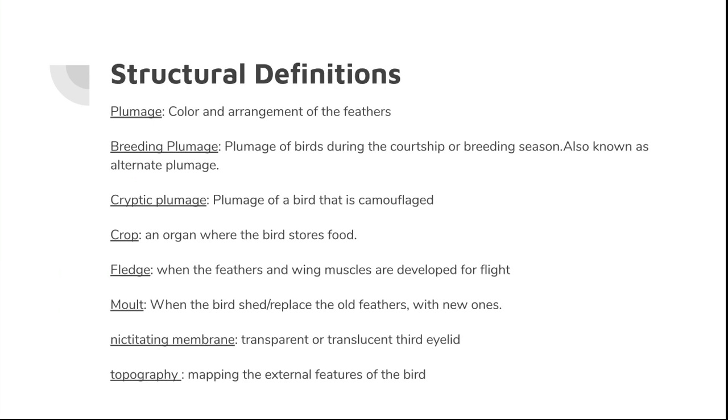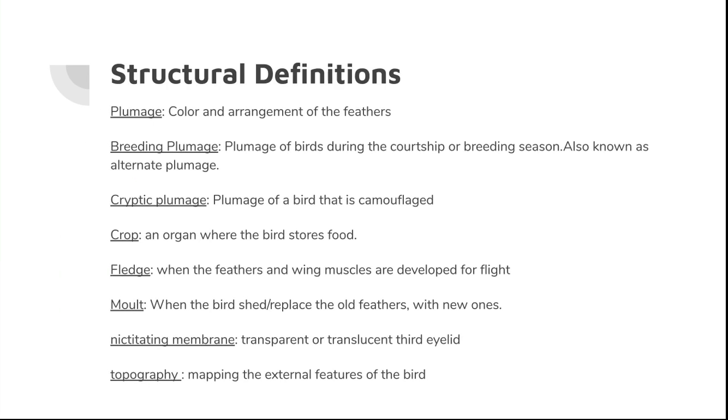Now, fledge is when the feathers and wing muscles are developed for flight. This happens in young birds because when they're born, they can't immediately fly. Not even the precocial chicks. They have to develop their wing feathers and their wing muscles. Now, molt is when the birds shed and replace the old feathers with new ones. I feel like that's pretty self-explanatory because a lot of reptiles go through this too. Or not shed, it's called shed for reptiles. I'm not really sure, but let's move on to the next one.